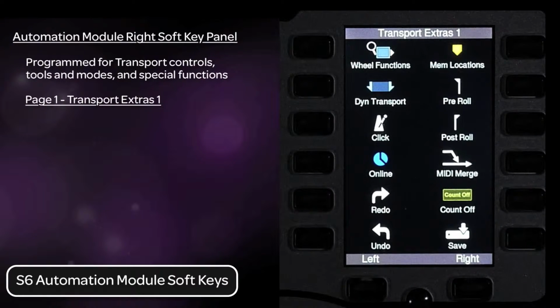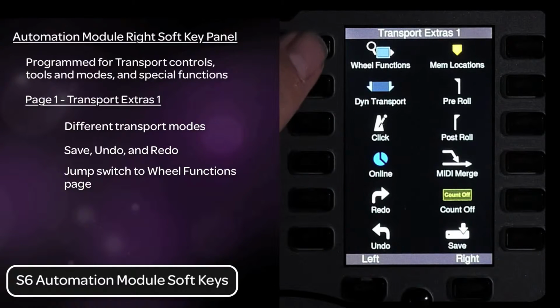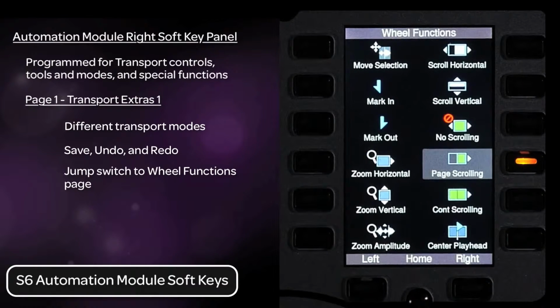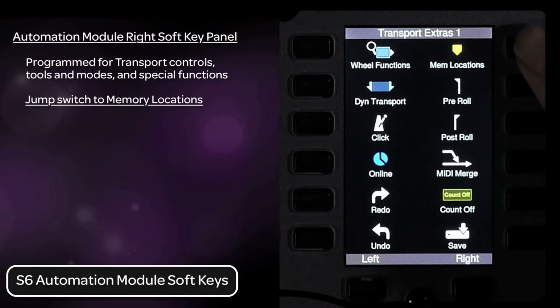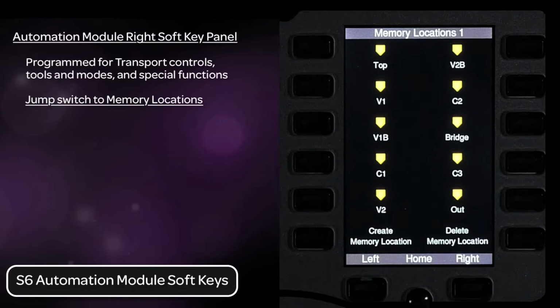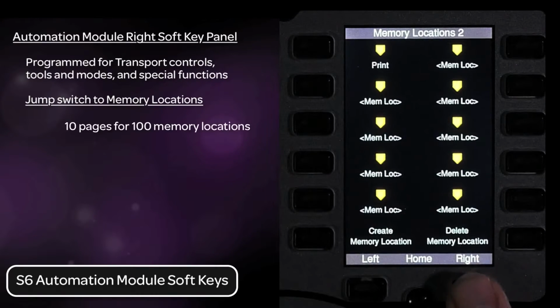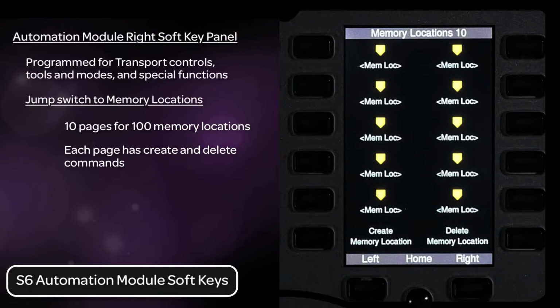Page 1, Transport Extras 1, is programmed for different transport modes, as well as save, undo, and redo commands. There is a switch programmed at the top left to take you to the wheel functions, as well as scrolling settings on page 14. There is also a memory locators switch that will switch you to the first memory locators page, page 4. There are 10 memory locator pages, 4 through 13, that give the user access to 100 locators. On each page, there are 10 locators as well as switches programmed to create or delete a locator.